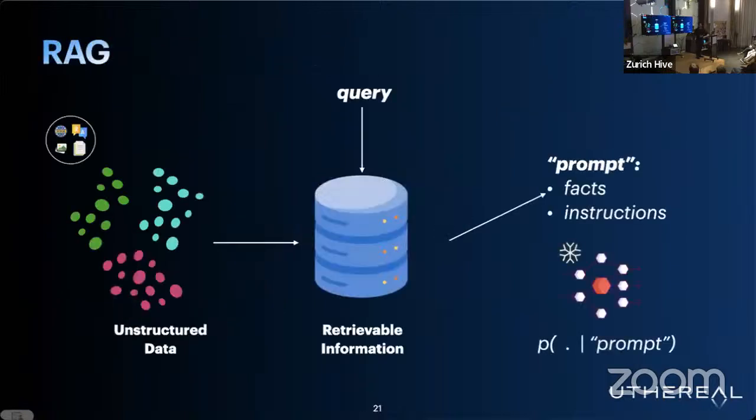Now I go to the second type of solution. It's retrieval augmented generation. And this is the simplest way I found of explaining this. So you start with unstructured data. So any sort of documents, images, movies, YouTube videos, podcasts, and you have to find a way to structure this into retrievable information. By retrievable information, I mean building blocks that you can then retrieve when a query comes in.